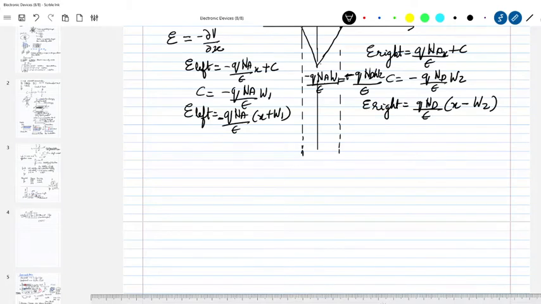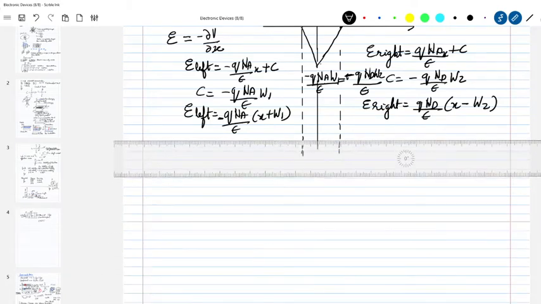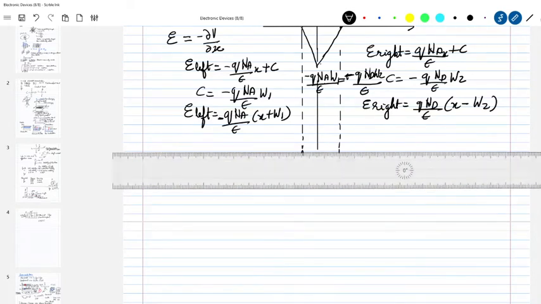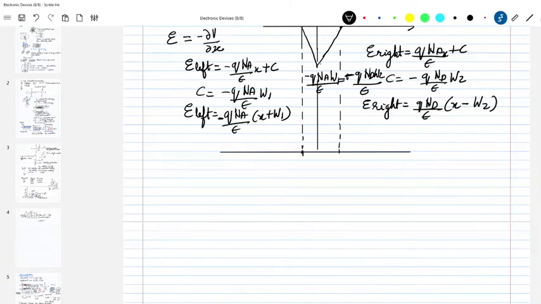Now let us look at one more level of integration. I'm going to put it here itself. This is x. Now on the left hand side you have ∂V/∂x, not ∂²V. What you have is ∂V/∂x equal to minus E left, which is equal to qN_A over epsilon (x plus W1).